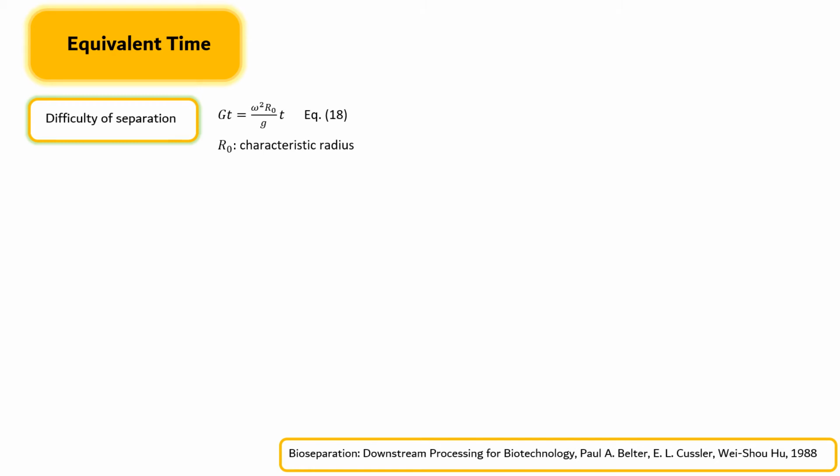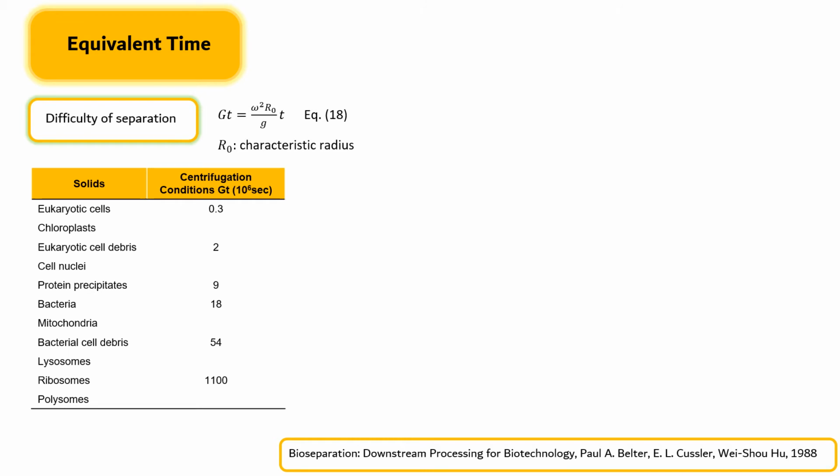Equivalent time. In this method, we can assess the difficulty of a given separation by calculating the product of the centrifugal force with time, as shown in equation 18, where R0 is the characteristic radius, often the maximum in the centrifuge. Typical GT values for a variety of biomass are presented in the table. Once the value of GT has been determined, a larger-scale centrifuge that has a similar value of GT should be considered.